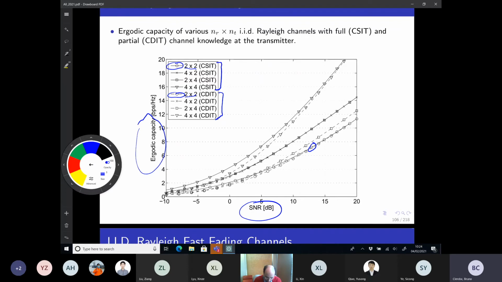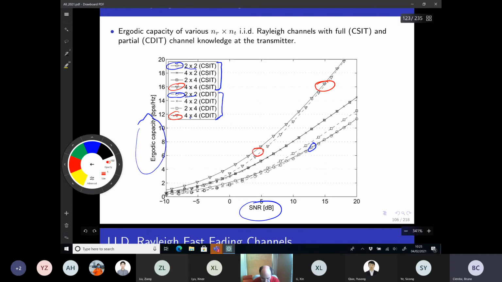Good. Now, if you have 4x4, right here, if you have 4x4, this one and this one, you are here, right? If you have 4x4, what does that mean? At very high SNR, you see at some point it will converge. It's the same.